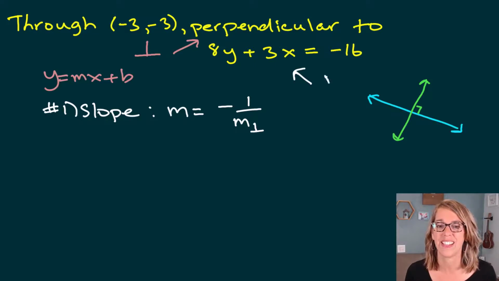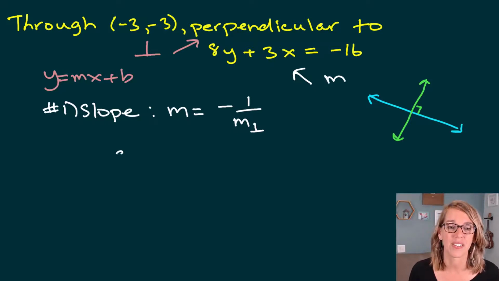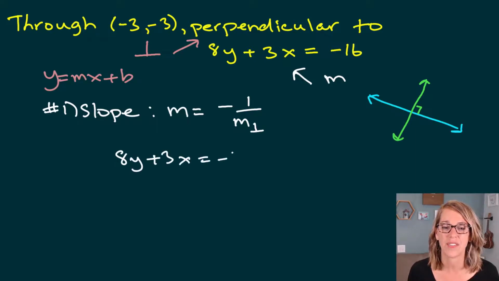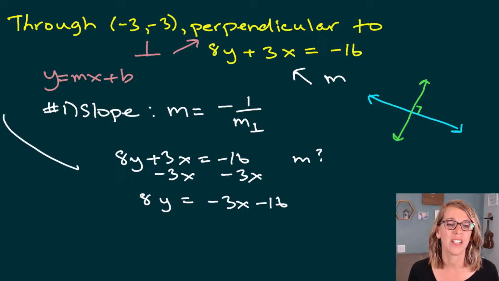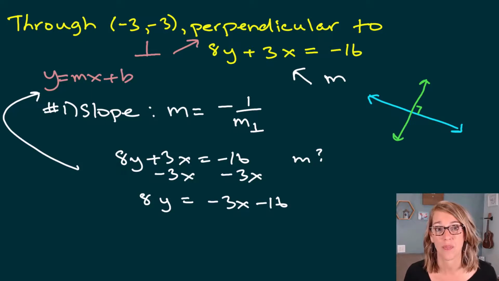But this guy is given to me in standard form. I need to do some math on this one to get it into slope-intercept form. So I've got 8y plus 3x is equal to negative 16. I am looking for m here. I need to move the x to the other side, minus 3x. So I have 8y is equal to negative 3x minus 16. I'm really close now to my slope-intercept form. Let's divide everybody by 8.